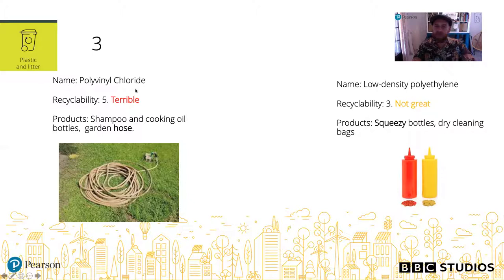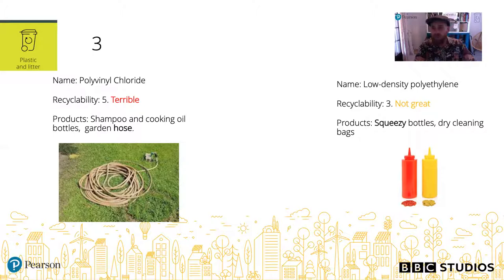PVC, polyvinyl chloride, is rubbish at being recycled. It is terrible. Your garden hose, for example, the thing that you water things with, you can't recycle it. You can upcycle it, but it's very difficult to recycle.